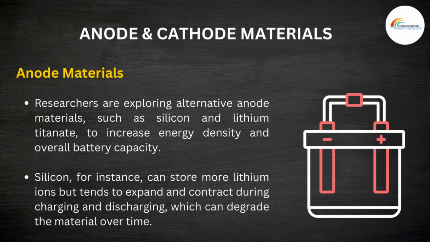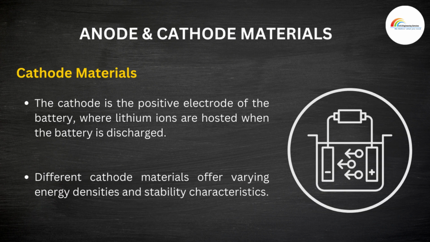Anode materials summary. In summary, anode materials are critical components of lithium-ion batteries, and researchers are continuously exploring alternatives to traditional graphite to enhance energy storage capabilities. Cathode materials. Now, let's turn our attention to cathode materials.